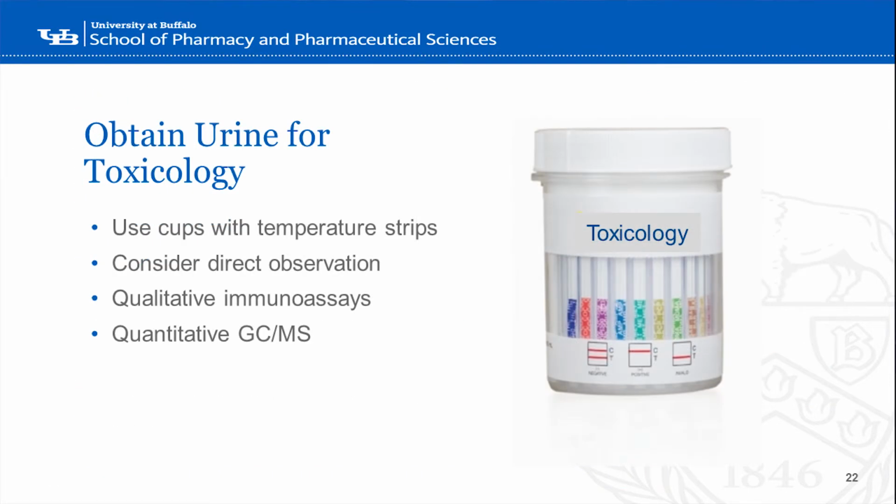Obtain a urine for toxicology. There are many companies that offer point-of-service urine toxicology testing that can be done in the physician's office. Many of these cups will have a temperature strip on them, and you would expect the urine temperature to be about 94 degrees.